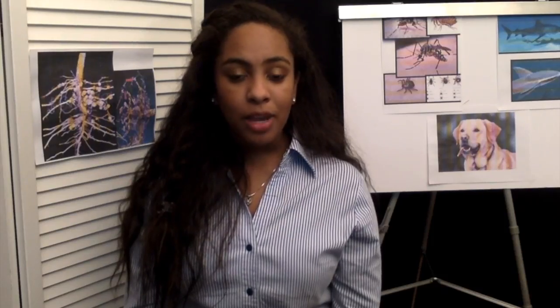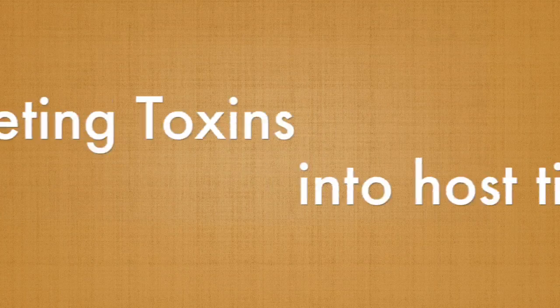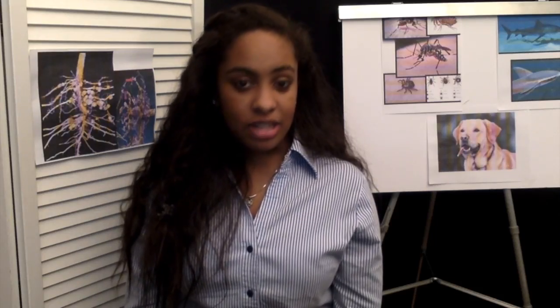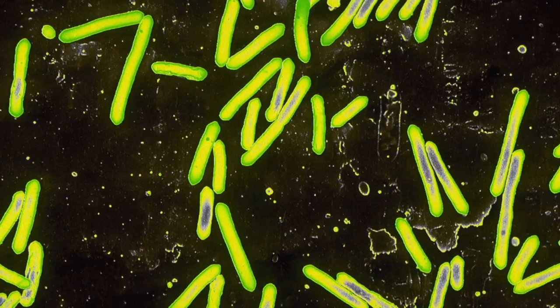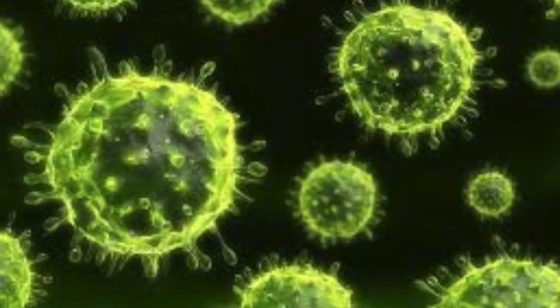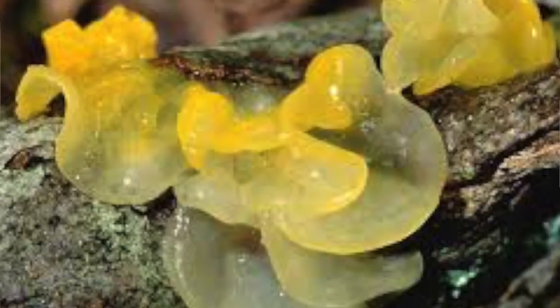The second way parasites harm their hosts is by excreting toxins into the host tissue. A specific example of an organism that does this is a bacteria called tetanus bacilli. Animals and plants can be hosts to viruses, bacteria, fungi, and nematodes.